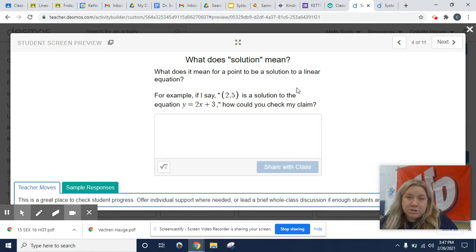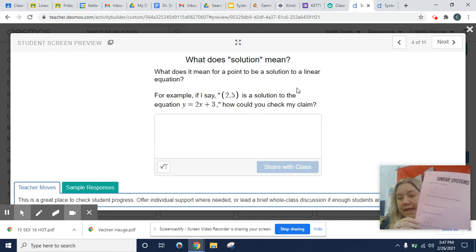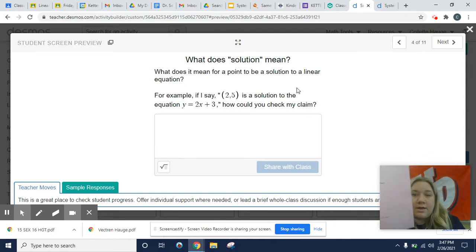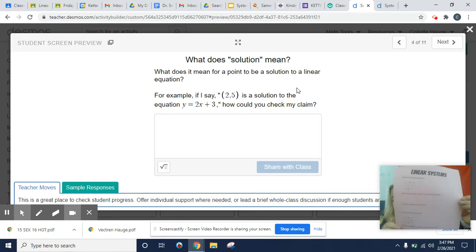So you're going to take a pause from slides 1 to 4. And this is the investigation that we're doing today. So kids are going to have time in class to work through this entire paper. There are 3 examples.